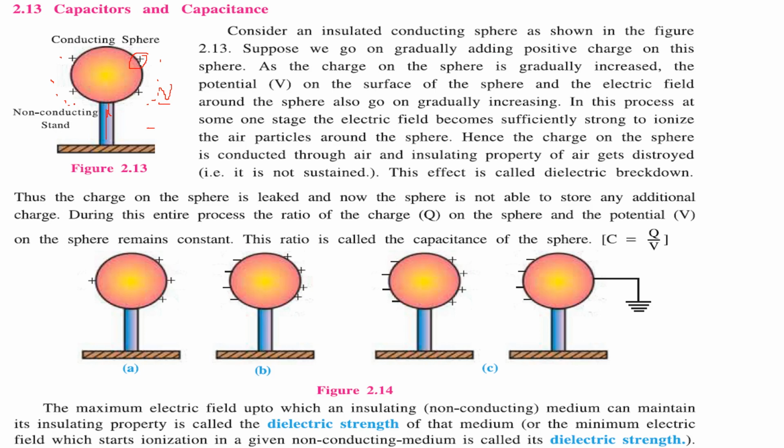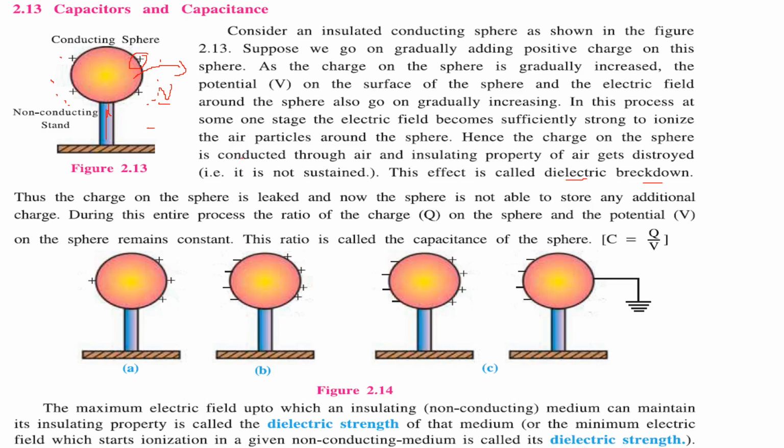Because we keep increasing the charge, at some point it affects the air particles, and the insulating property of air gets destroyed because it cannot be sustained. We are putting a lot of charge here, and this is known as dielectric breakdown. The charge on the sphere will leak, and now the sphere will not be able to store any additional charge. Even if you put more charge again and again, the sphere will not be able to sustain it.